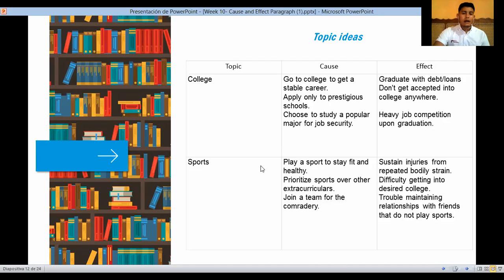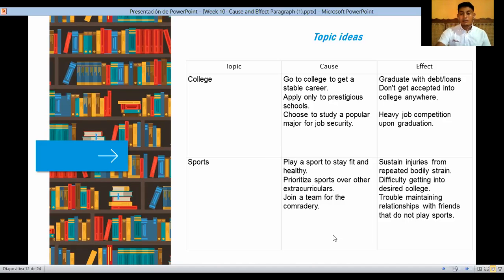Another topic is sports. And then we have some causes and some effects. The first cause is play a sport to stay fit and healthy. It's the first cause. Another, prioritize the sport over other extracurriculars. Yes, it will be another cause. Another action that you do in the present for the future, right? And the last one is for unready. Yes, it's another cause. And then we have an effect about this cause.